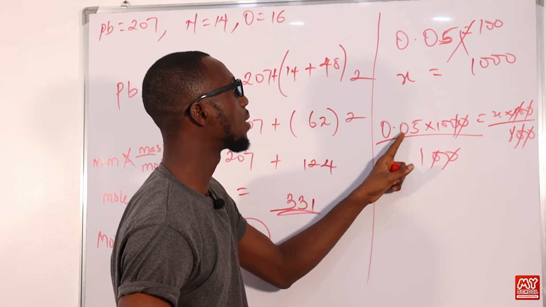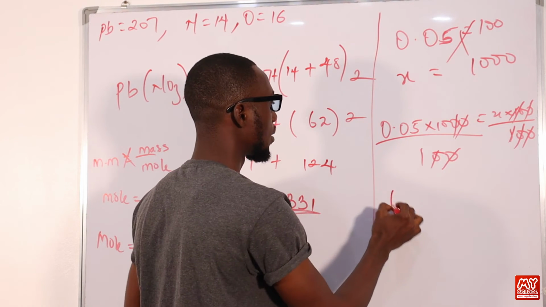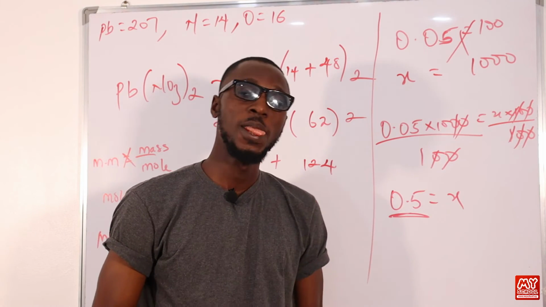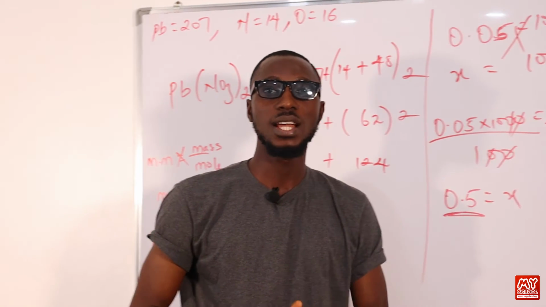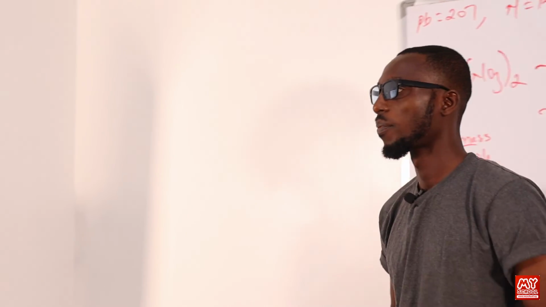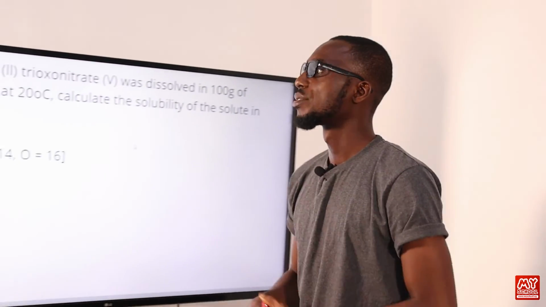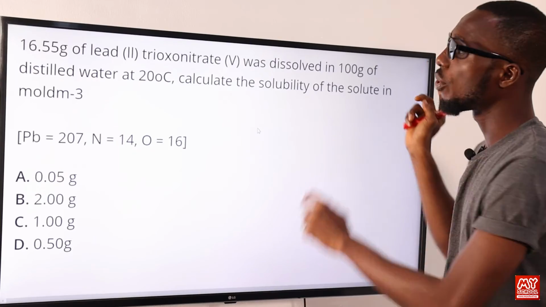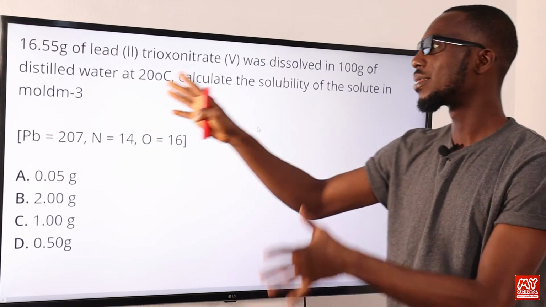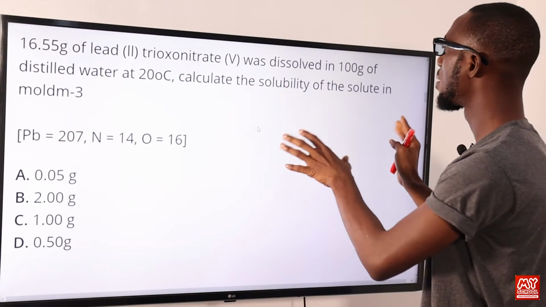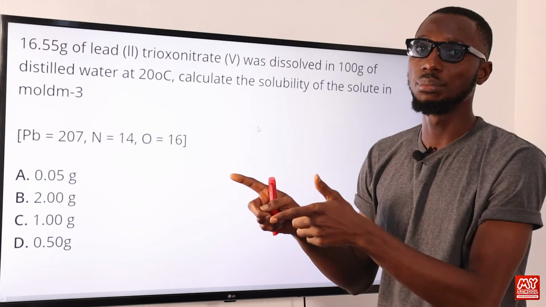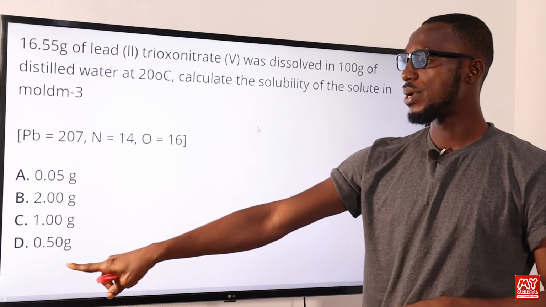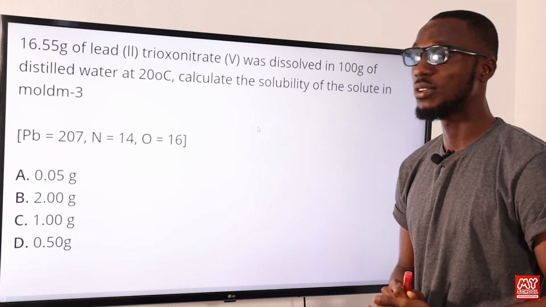Okay, so 0.05 times 10, that is 0.5. So this is the value we are looking for. So let's go back to the screen if we can sort out this value. Okay, so 16.55 gram of lead 2,935 was dissolved in 100 gram of distilled water at 20 degrees Celsius. Calculate the solubility of the solute in mole per dm cube. So the solubility of the solute is 0.50 grams. So the correct option here is option D.